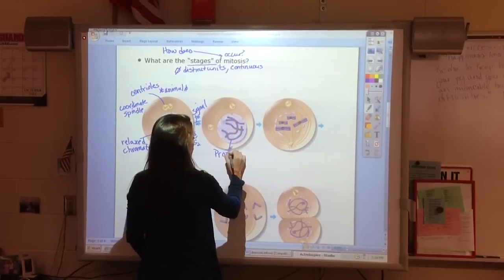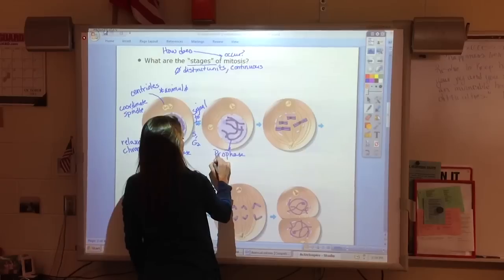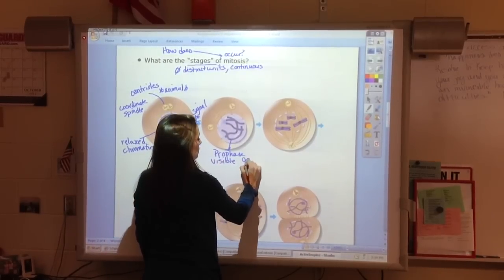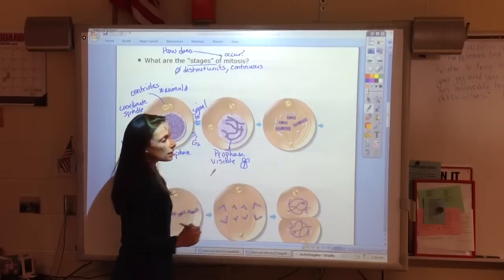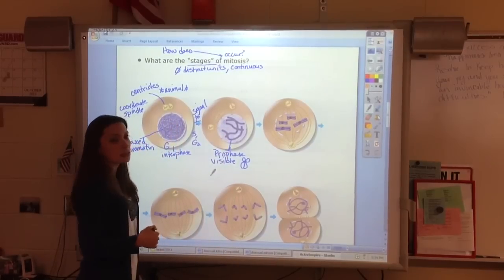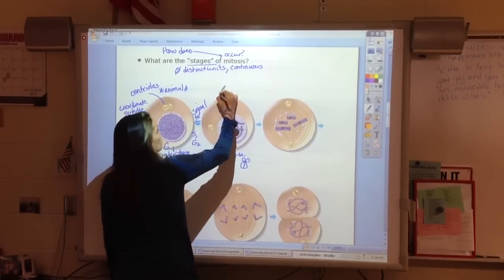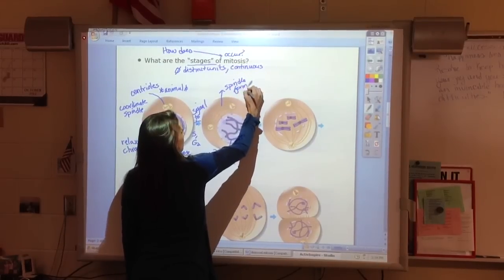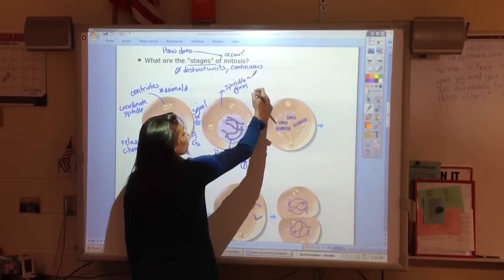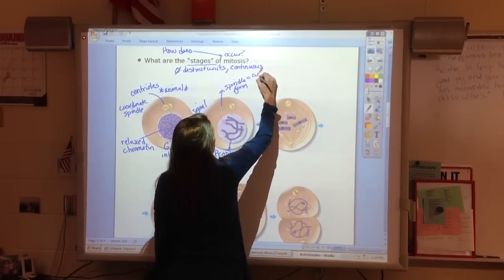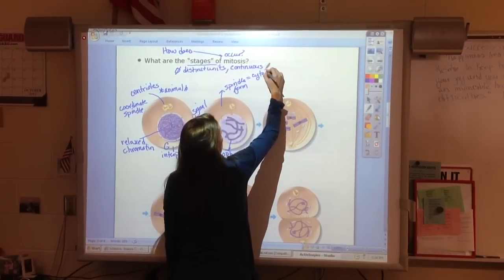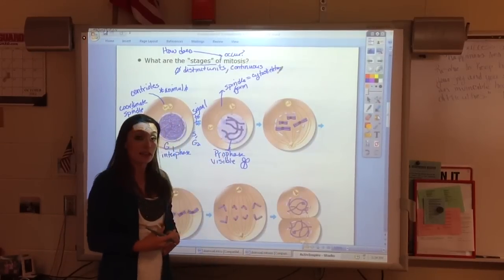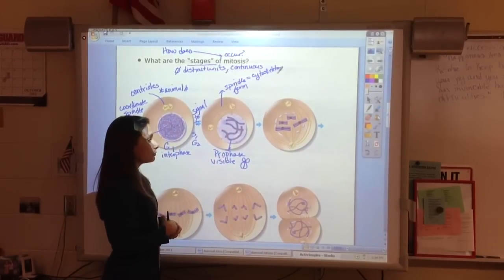This is called prophase. And that's when you can visibly see the doubled chromosomes. When you can visibly see doubled chromosomes, that is considered prophase. You also start to see the spindle form. And remember, the spindle are also going to be called your cytoskeleton components. These are proteins that are part of the skeleton or the cytoskeleton of the cell.